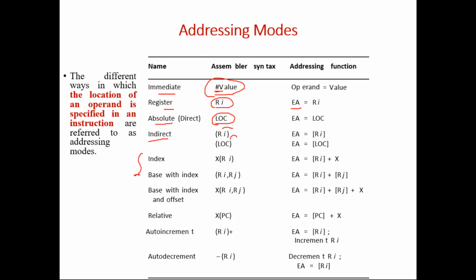And as I already said, all these three, index, base with index and offset, are used for accessing arrays. And relative addressing is when you want to access some instruction which is at some relative distance from the program counter. Auto increment and auto decrement are equivalent to post increment and pre decrement. Okay, fine.